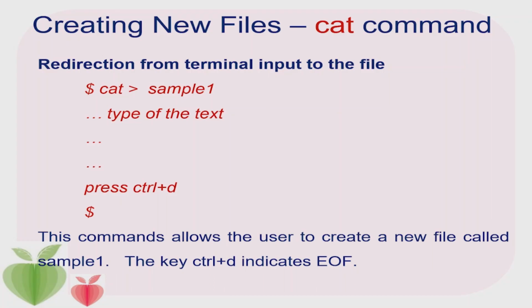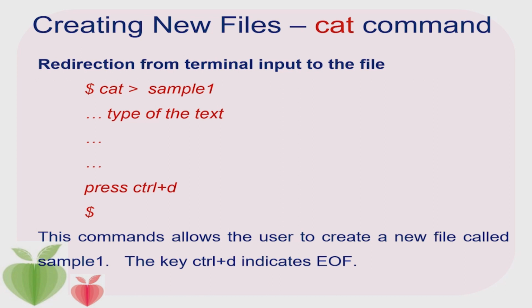right now. The second method of creating new files is using cat command along with output redirectional operator. We use a command called cat greater than sample1. Then you can type the text whatever that you want to put in the file called sample1. After typing the text, you have to press Ctrl D. Then the $prompt will return. Whatever the text that you have typed will be saved in the file called sample1.